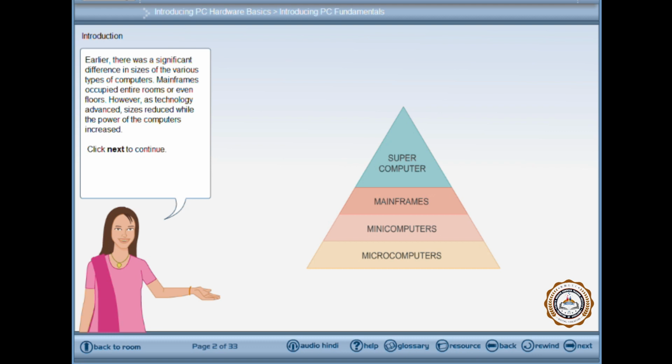Earlier, there was a significant difference in sizes of the various types of computers. Mainframes occupied entire rooms or even floors. However, as technology advanced, sizes reduced while the power of the computers increased.